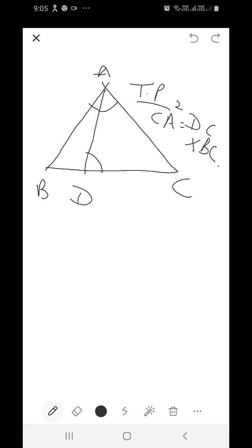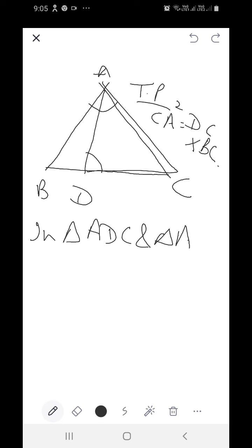Now what do you see in this? You want DC, you want BC. DC is this line, and you want AC. So we have to take triangles ADC and ABC, because BC you want for the proof, which is this line segment. BC is the side of triangle ABC. So in triangle ADC and ABC, one pair is already given equal: angle ADC is equal to angle BAC. BAC is the angle of triangle ABC and ADC is the angle of triangle DAC.